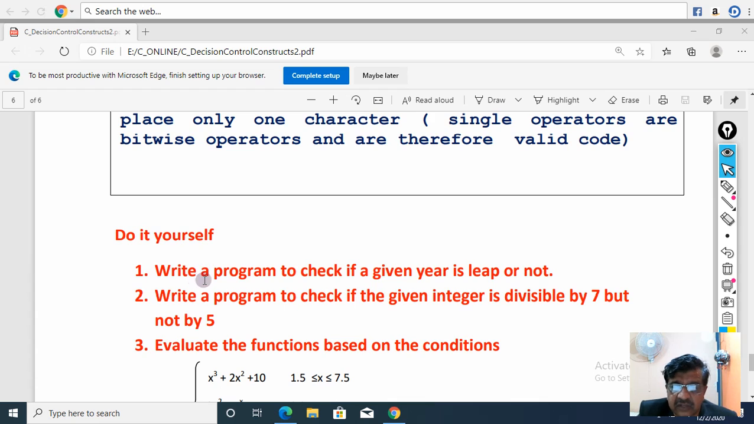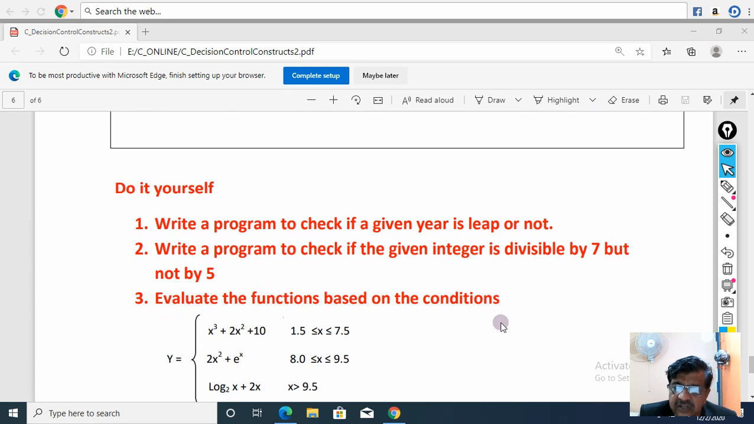Okay, do it yourself. You can try. Write a program to check if a given year is leap or not. It should be divisible by 4 or divisible by 100. Write a program to check if the given integer is divisible by 7 but not by 5. You need to frame an appropriate if statement. Evaluate the functions based on the conditions.